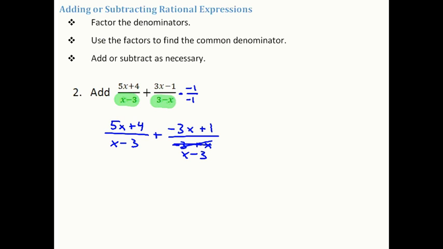Now that we have a common denominator, we can write this with a common denominator, and we can combine these. So 5x minus 3x is 2x, and a 4 plus 1 is 5. We want to simplify if possible. We have a 2x plus 5. That doesn't factor, all over an x minus 3, so that is our answer.